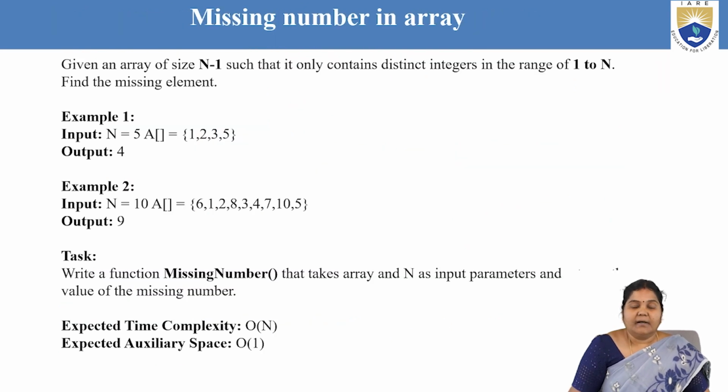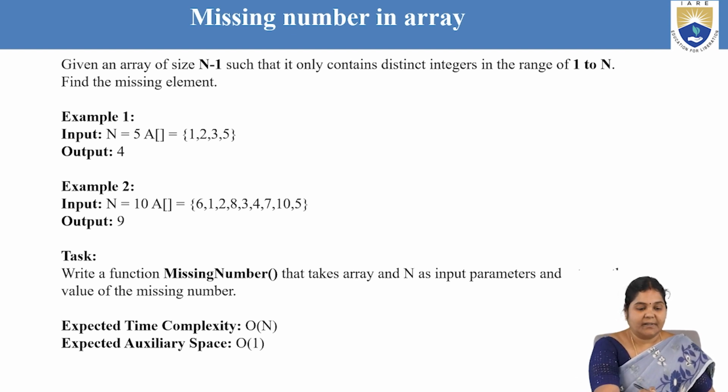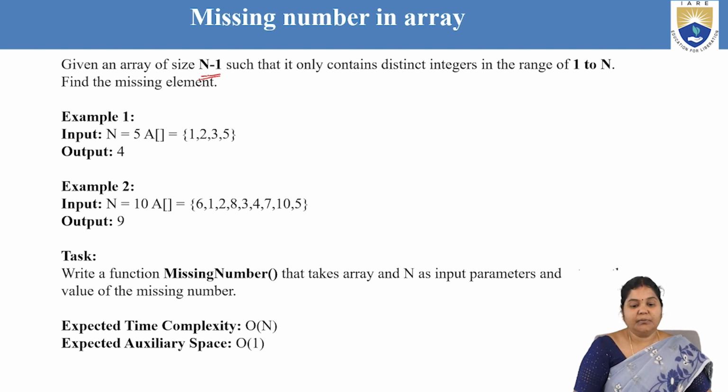Now, the next question that we are going to discuss is to find the missing number in an array. How to find the missing number in an array? Let us understand the problem statement. Given an array of size n minus 1 such that it only contains distinct integers in the range of 1 to n, find the missing element.